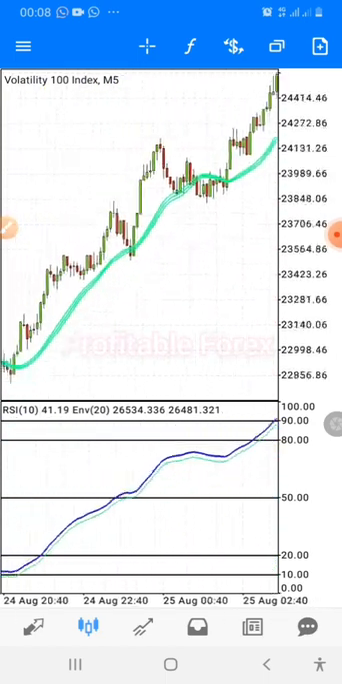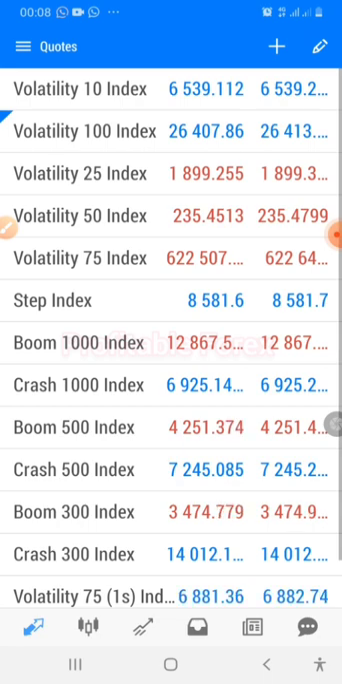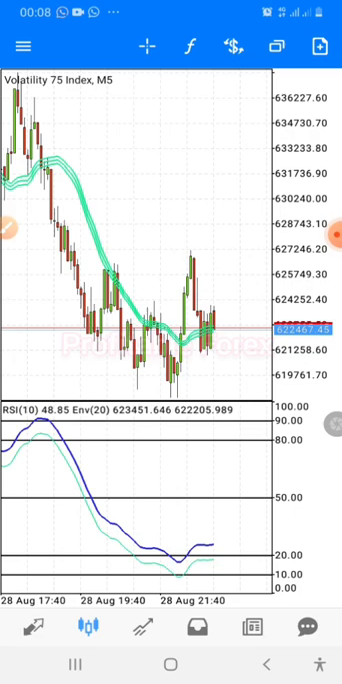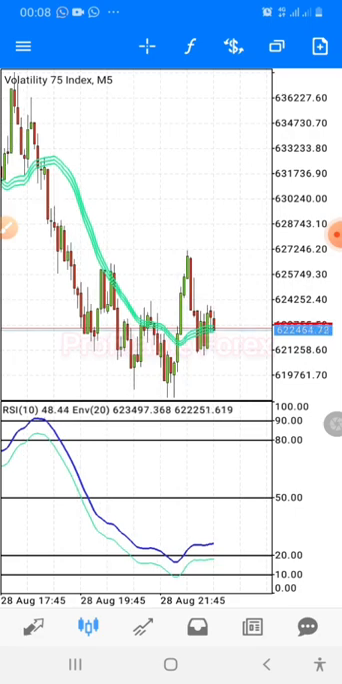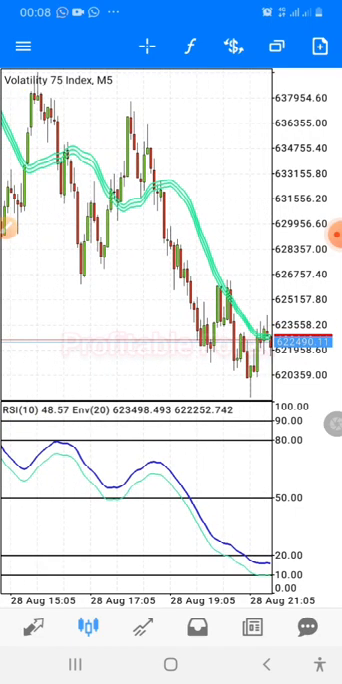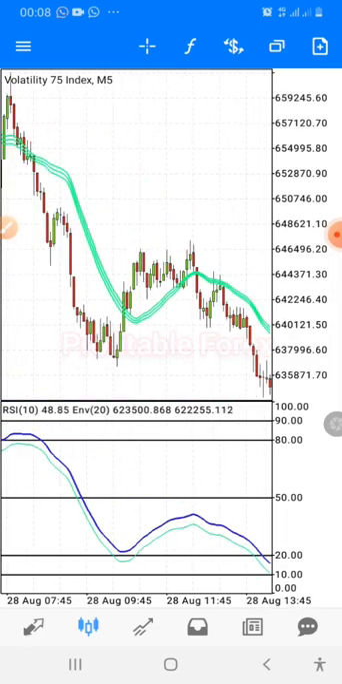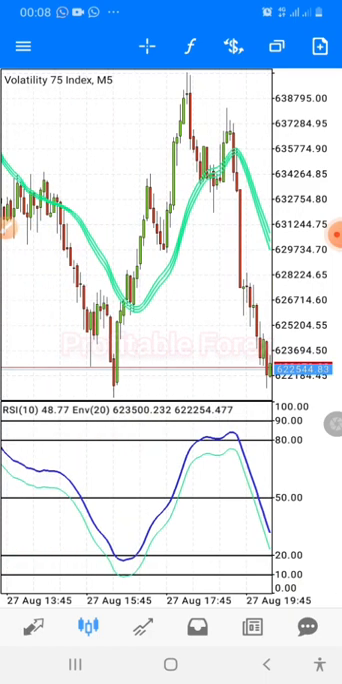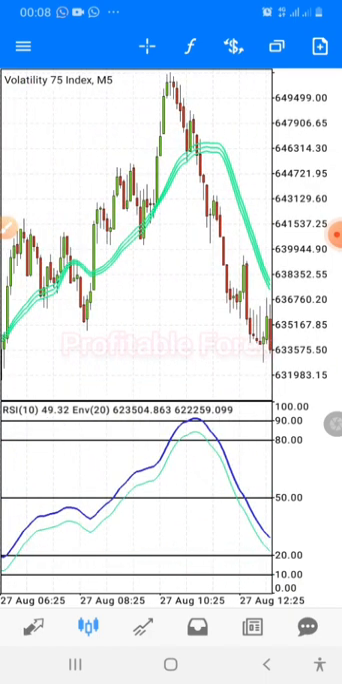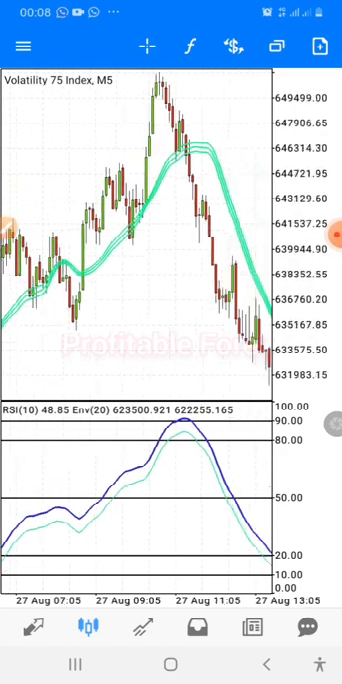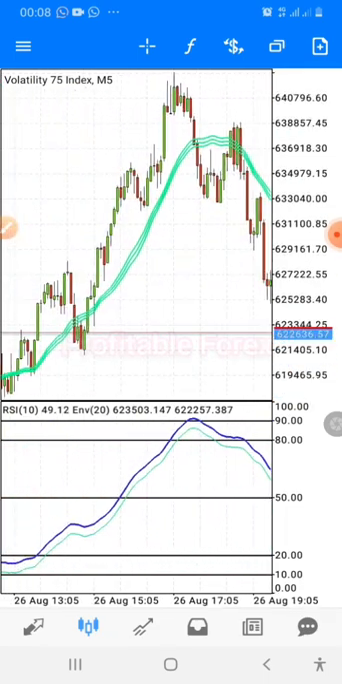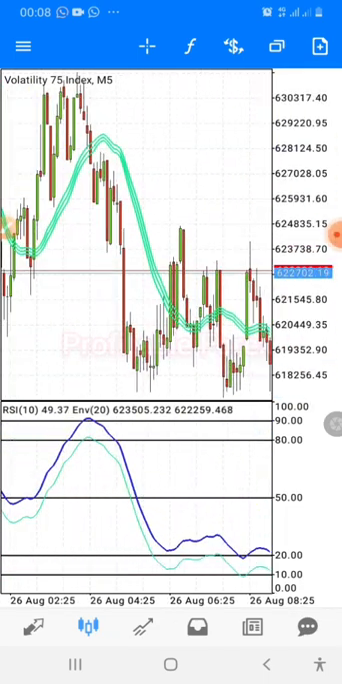Just go ahead and backtest your charts. Let's go back to volatility 75. You can see the conditions are met often. When you backtest, the conditions are met every now and then. Now imagine trading this the whole day. You'll be able to meet your set targets every day using the strategy.